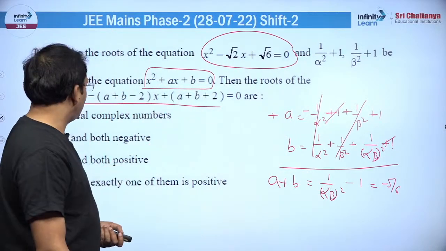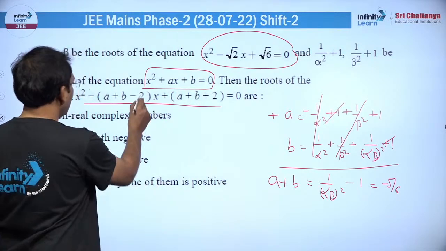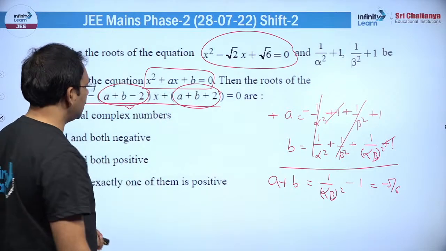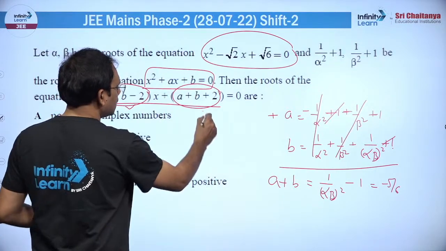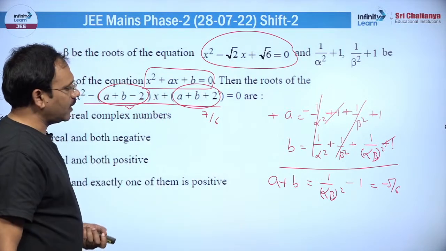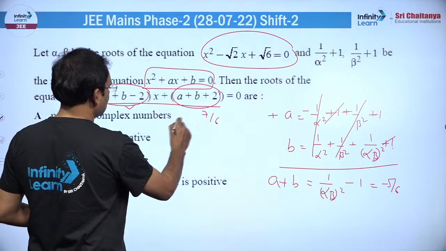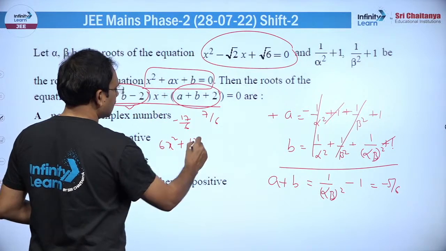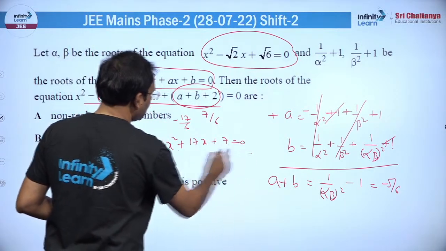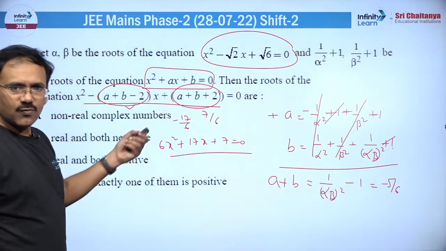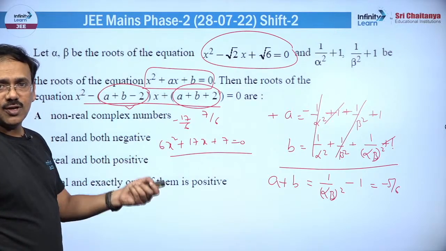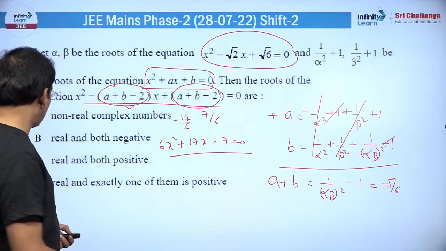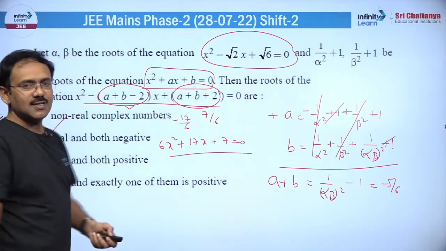Once you know a plus b value, my dear friends, you can find a plus b minus 2 and a plus b plus 2 easily. A plus b plus 2 means this is 7 by 6, right. A plus b minus 2 means minus 17 by 6. So you will get 6x square plus 17x plus 7 equal to 0 is the quadratic equation given. You just find delta. You see delta will be positive, real and distinct. Sum of the roots negative, product of the roots positive, means both the roots must be negative, my dear friends. Real and both roots negative is the right answer.